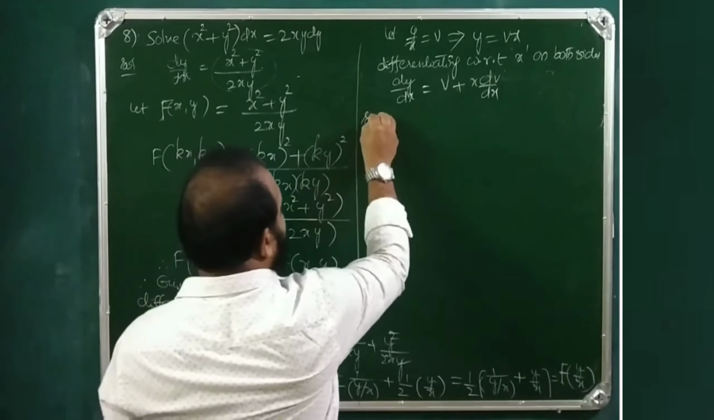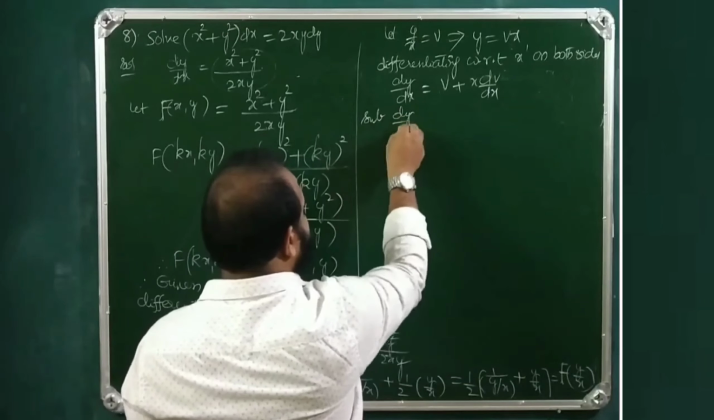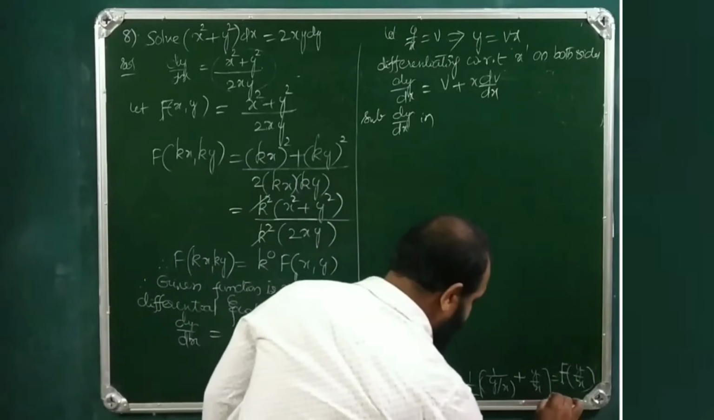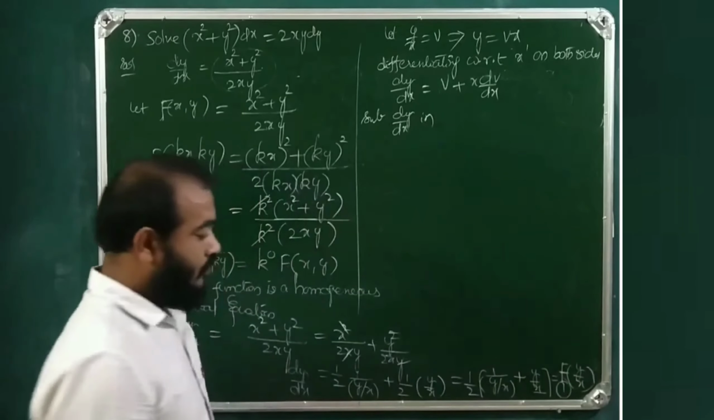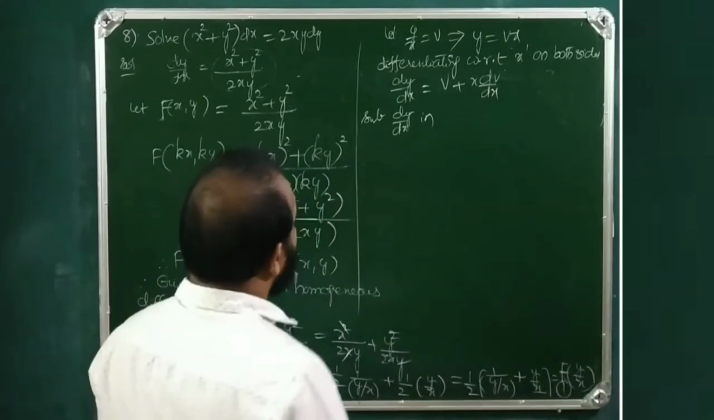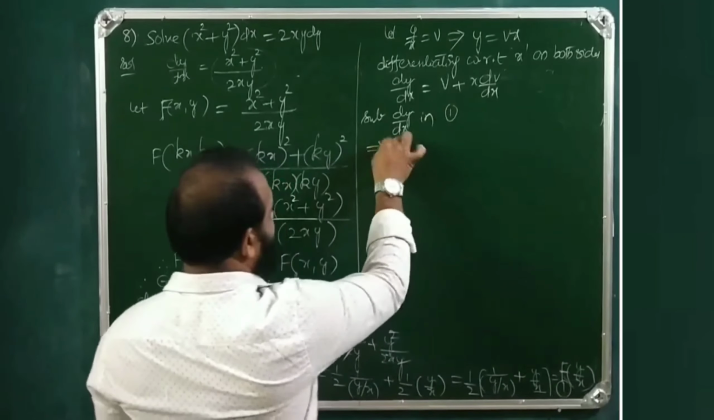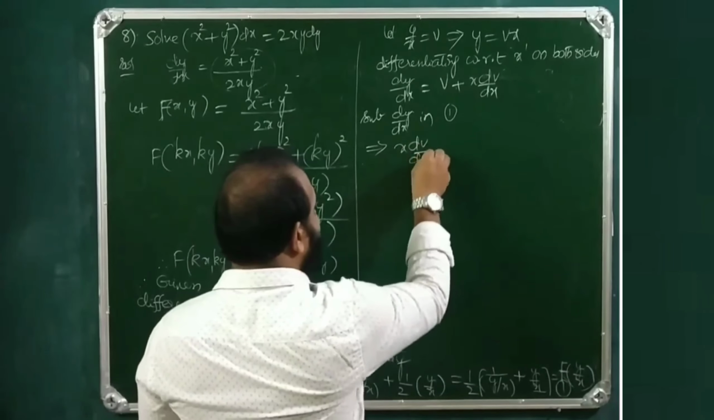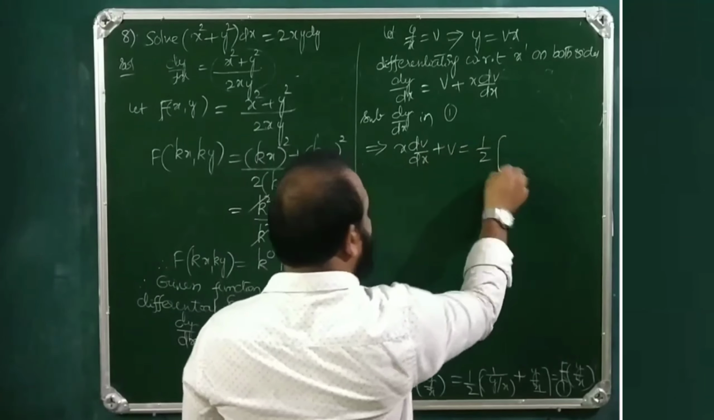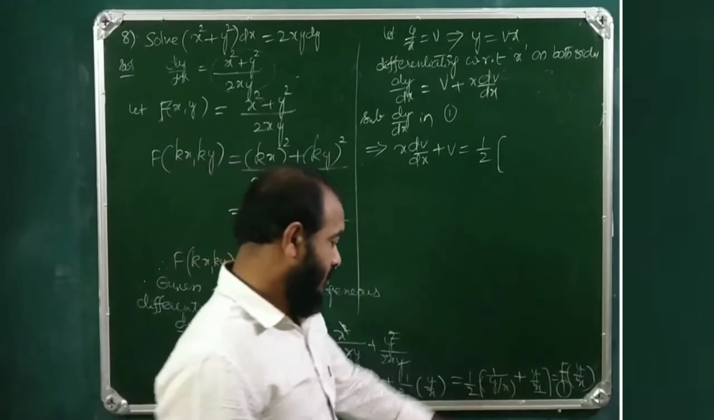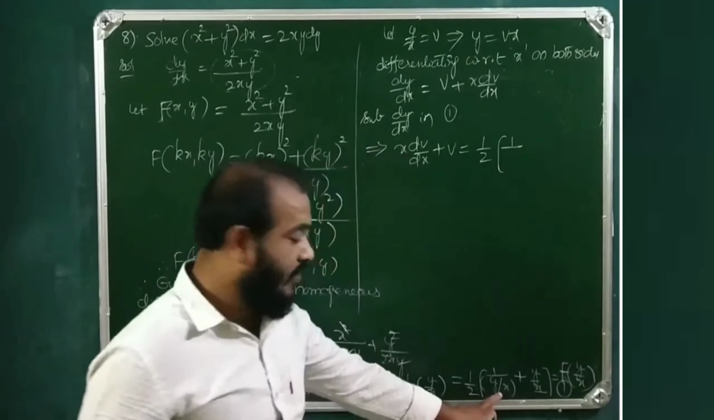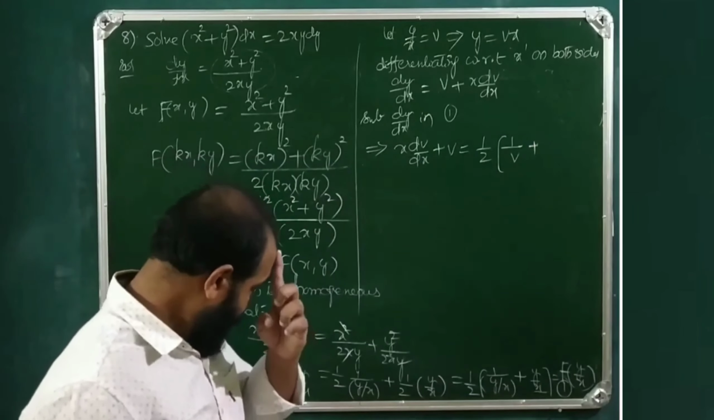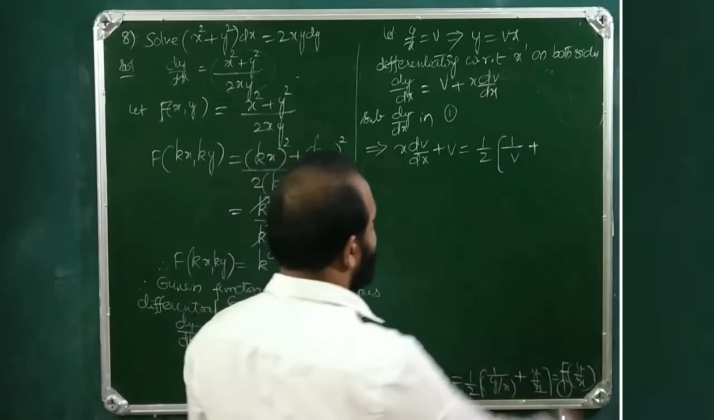Now, substituting dy by dx, so we have got this. Let us take this to be equation 1. So substituting dy by dx in 1, what is dy by dx? x dv by dx plus v is equal to 1 by 2 into 1 by y by x, which is v, plus y by x, which is v.